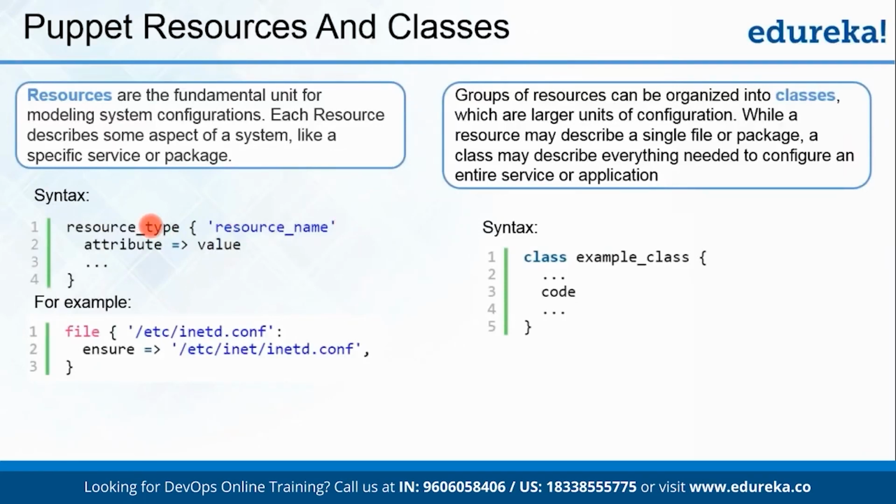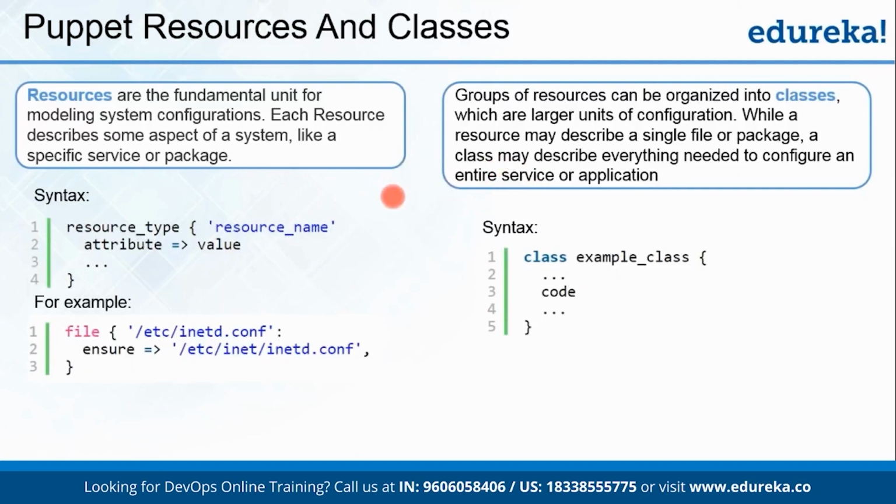So now let us see what are classes. Classes are nothing but the group of resources, alright? So you group multiple resources together to form one single class, and you can declare that class in multiple manifests as we have seen earlier. It has a syntax, let us see. First you need to write class, then give a name to that class, open the braces, write the code in the body, and then close the braces. It's very simple, and it is pretty much similar to the other coding languages.